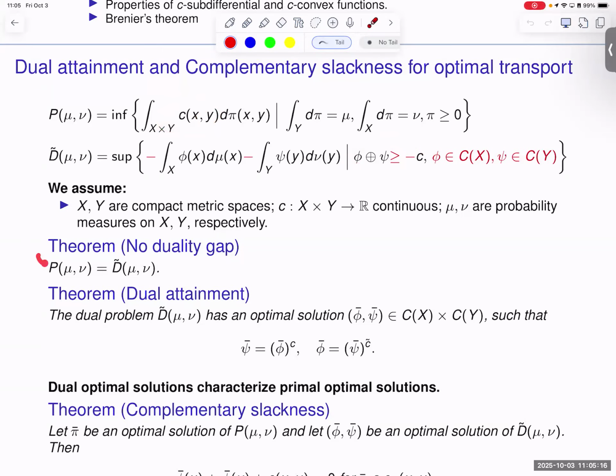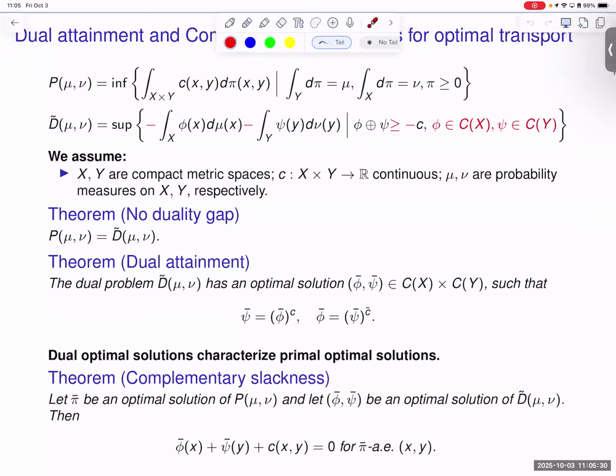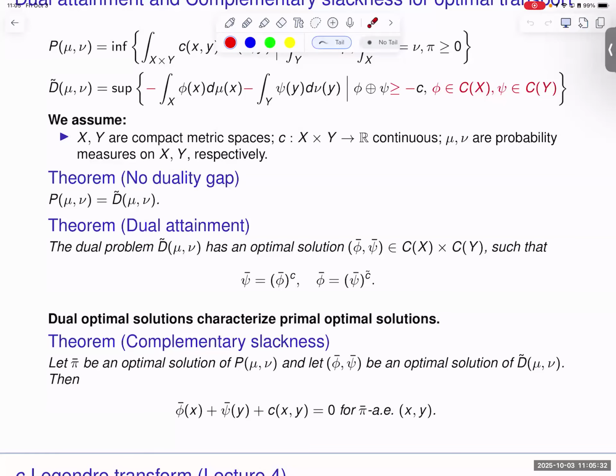And we proved the no duality gap and dual attainment last time in the context of optimal transport, assuming that X and Y are compact metric spaces and C is a continuous function. And C is the cost function, okay? And sorry, we proved no duality gap, and we will prove dual attainment and complementary slackness today.